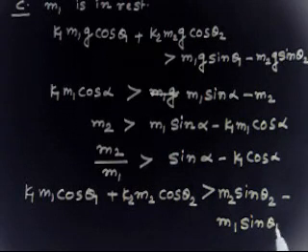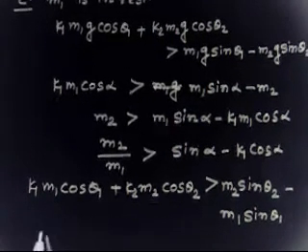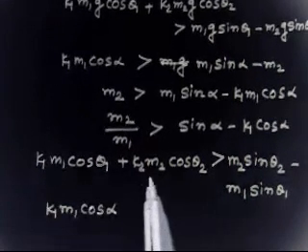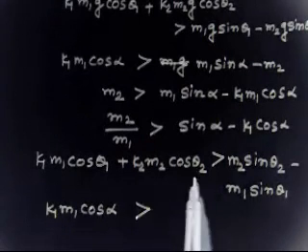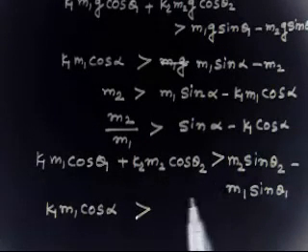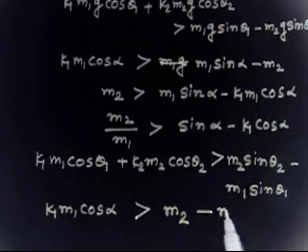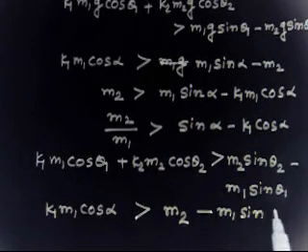Now plug the value of theta 1 and theta 2. So theta 1 is alpha. So this is k1 m1 cos alpha. Are you getting? And k2 is 0. So this should be greater than m2 sin theta 2, which is 90 degrees. So this is greater than m2 minus m1 sin alpha.